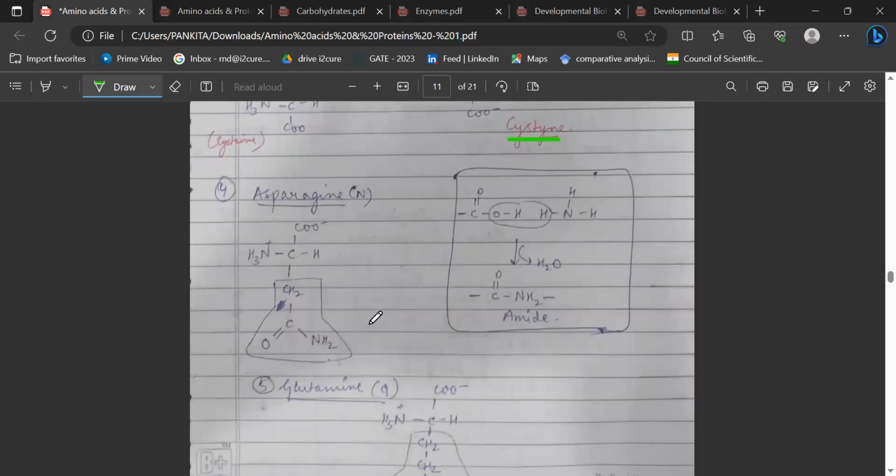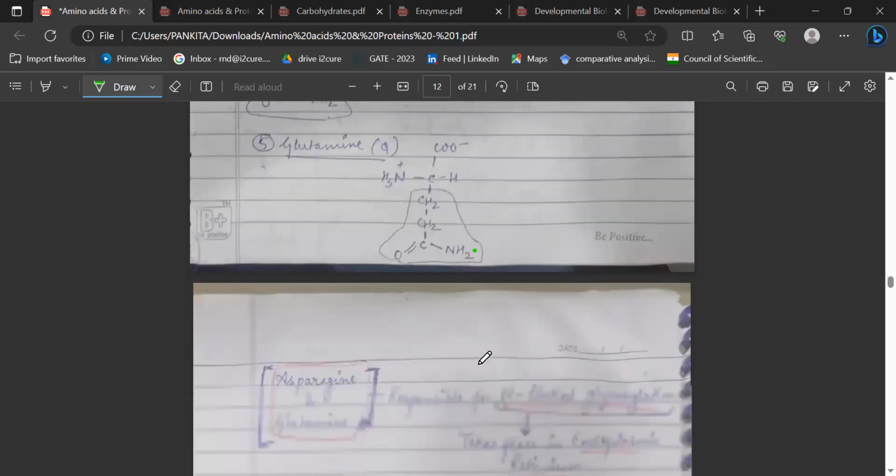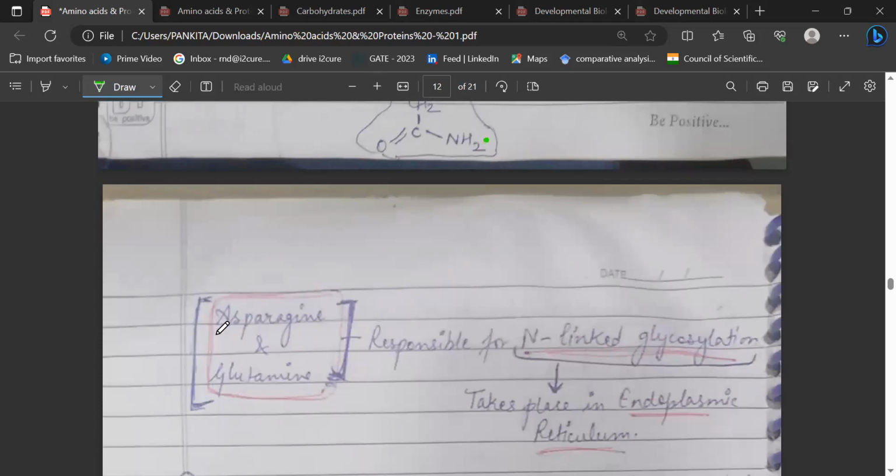Asparagine is our next amino acid. This is the structure, CH2, C double bond to NH2. We have an amide bond over here in asparagine. Glutamine is the same. Its side chain consists of CH2, CH2, C double bond to NH2. The amino acids asparagine and glutamine are responsible for N-linked glycosylation that happens in the endoplasmic reticulum.